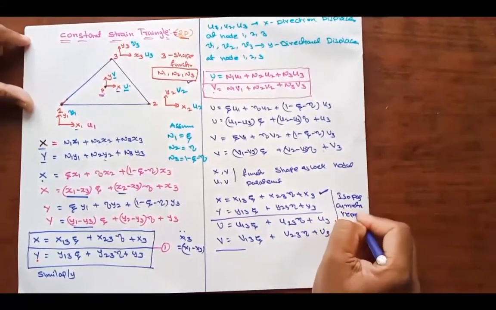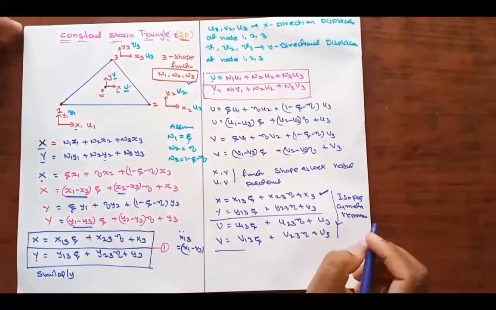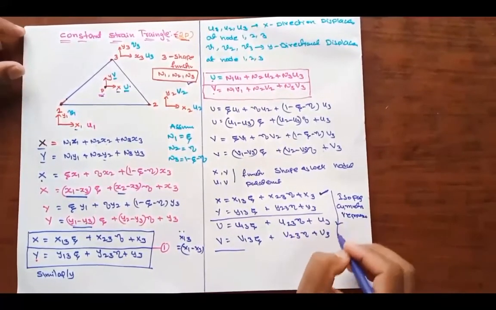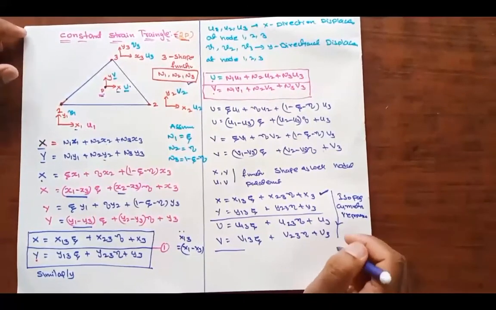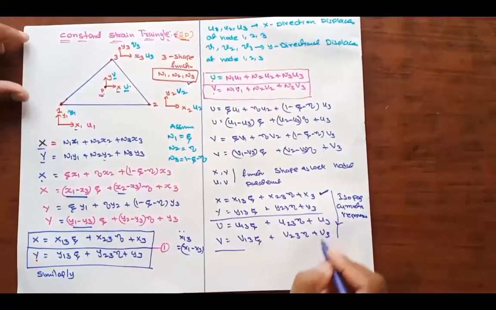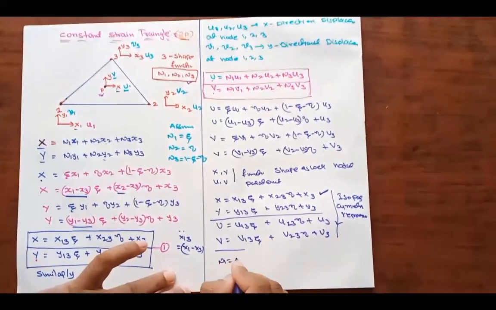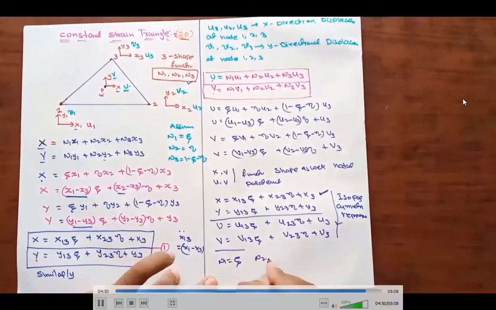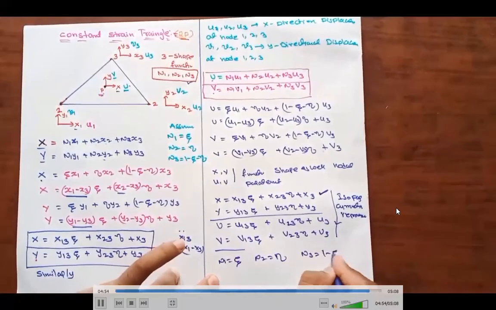This will be useful for calculation purposes. If we don't know any unknown displacement, it is possible to calculate it. And the very important thing is that N1 is equal to zeta, N2 is equal to eta, and N3 is equal to 1 minus zeta minus eta.